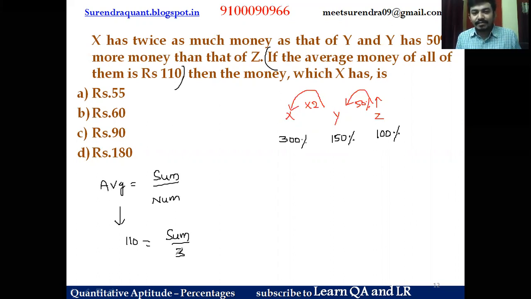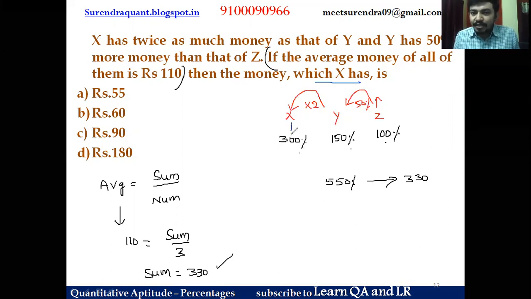So what is the sum, friends? The sum of monies with them is 110 times 3, which is 330. This is 330 in terms of rupees with them. What is the percentage equivalent to the sum? So 100 plus 150 plus 300 gives 550%. So if 550 percentage is the sum of the monies with them, which is given as 330 rupees, then our aim is to find out what is X value.